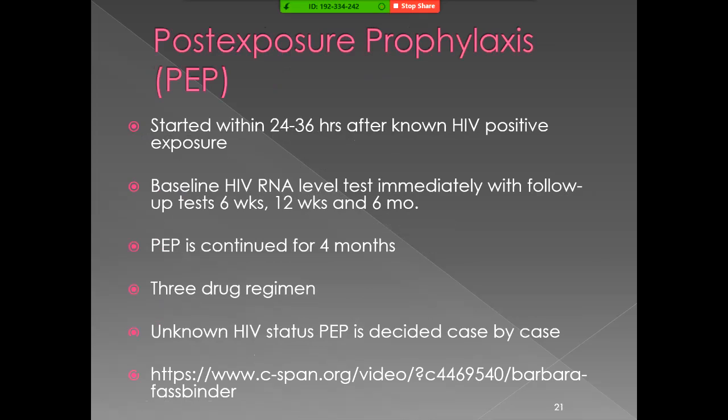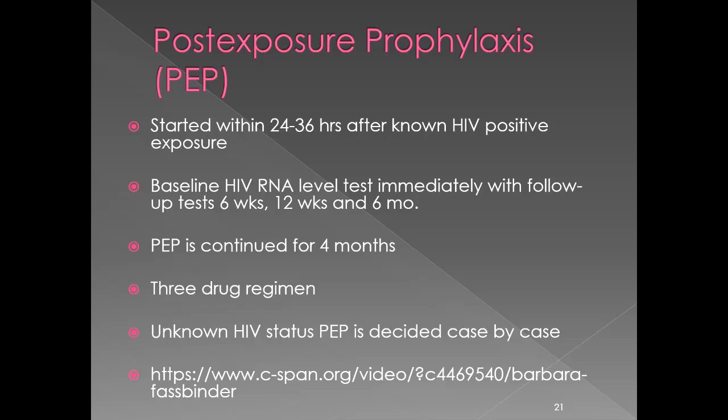Post-exposure prophylaxis, PEP. It is started within 24 to 36 hours after a known HIV positive exposure. A baseline HIV RNA level test needs to be done immediately, with follow-up tests at 6 weeks, 12 weeks, and 6 months. The PEP is usually continued for 4 months, and there are 3 different drug regimens. And with unknown HIV status, PEP is decided case by case.